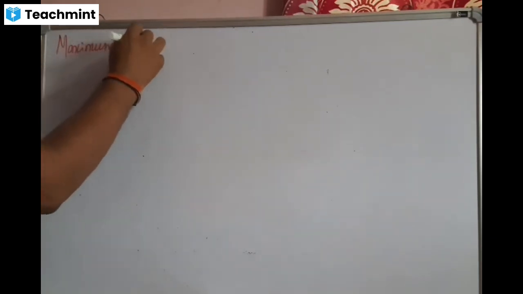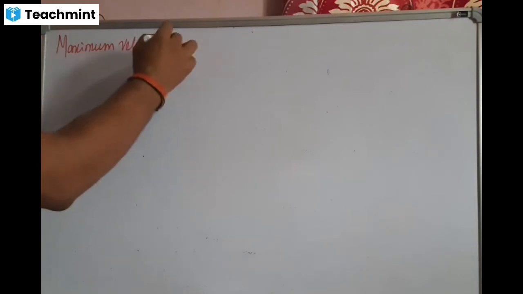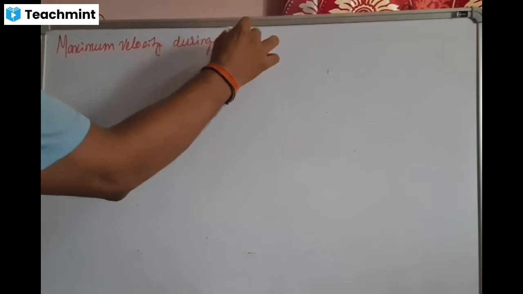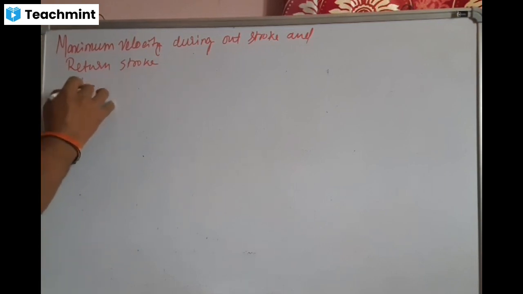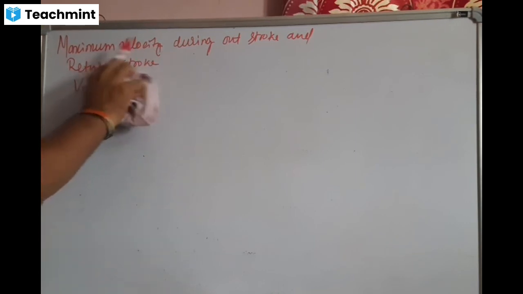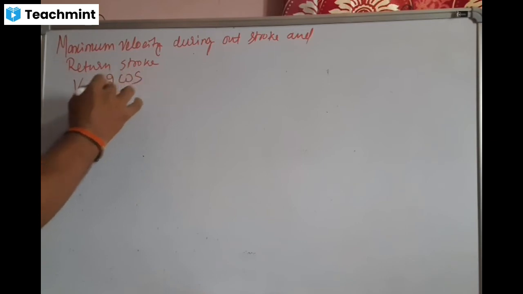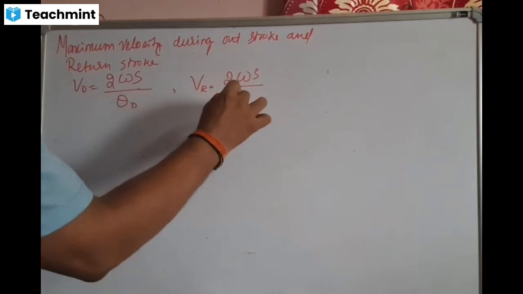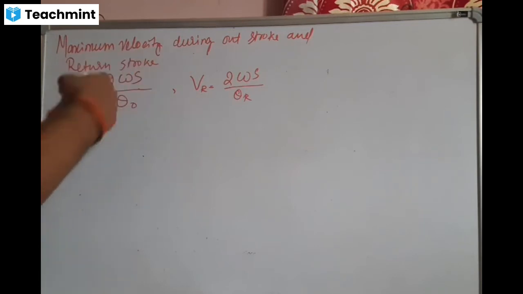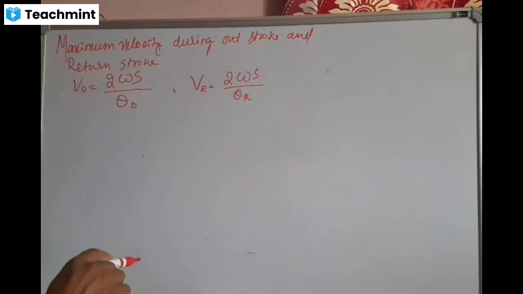Now let us go for maximum velocity of the follower during the outstroke and return stroke. So what is the formula? V naught equals 2 omega s by theta naught for outstroke, and for return stroke, VR equals 2 omega s divided by theta r. Now, as the angle is the same, theta naught equals theta r, so you can calculate any one value and both are the same.